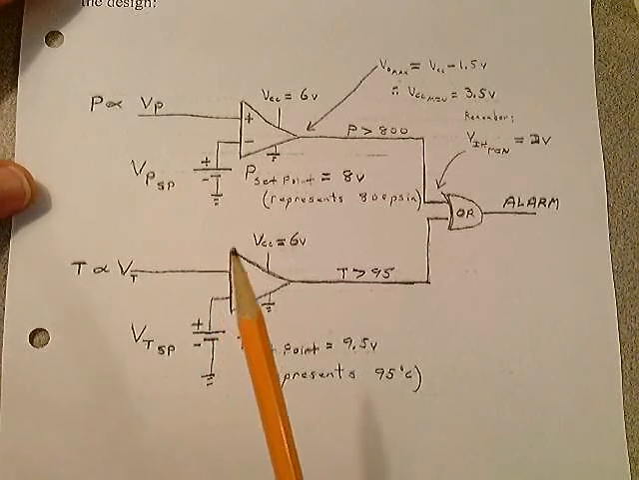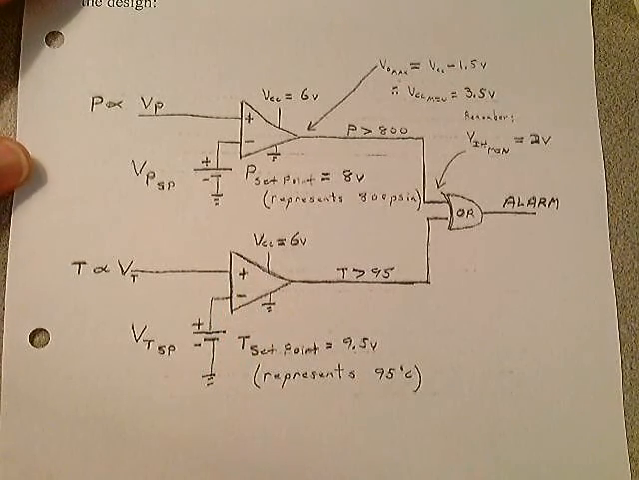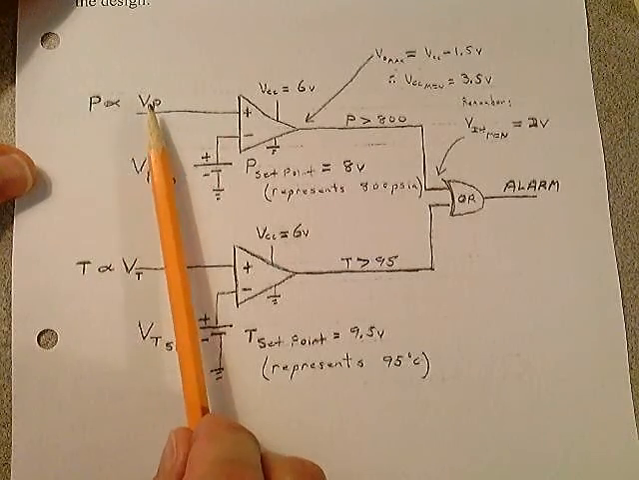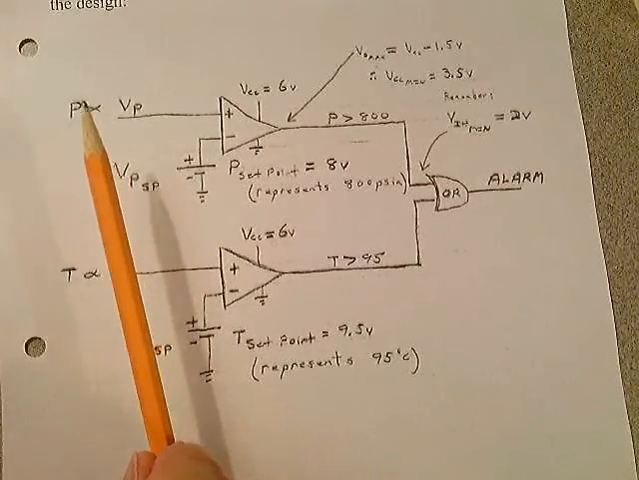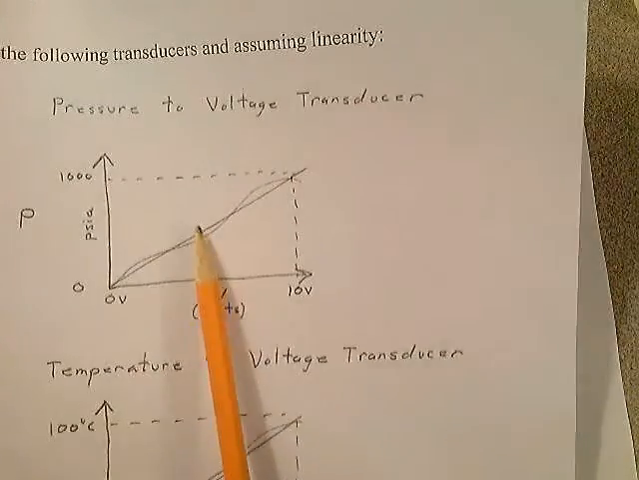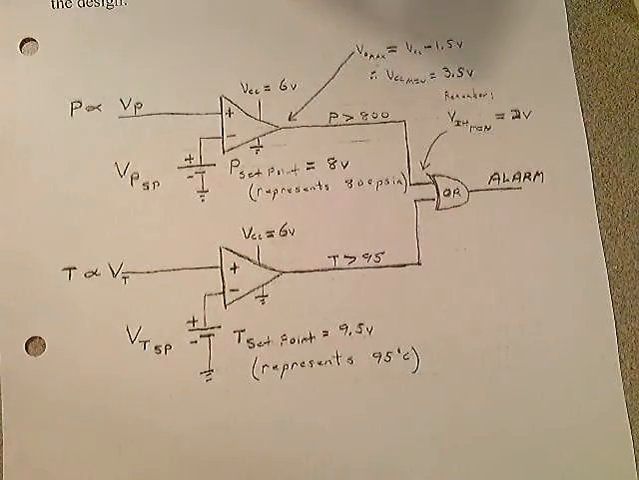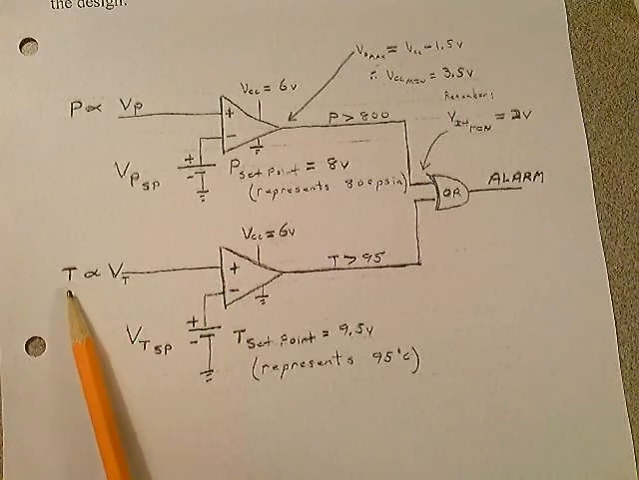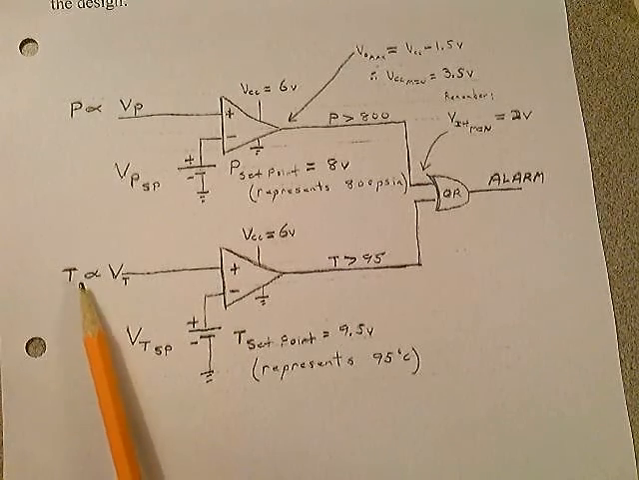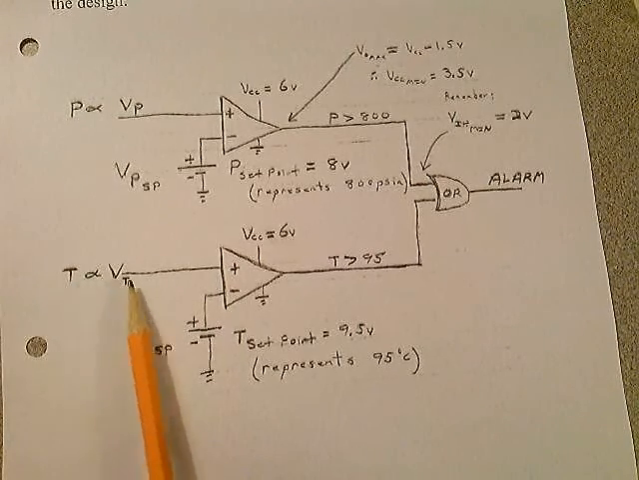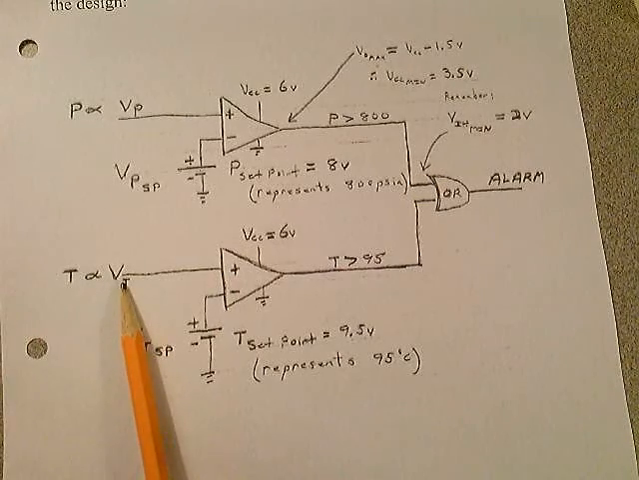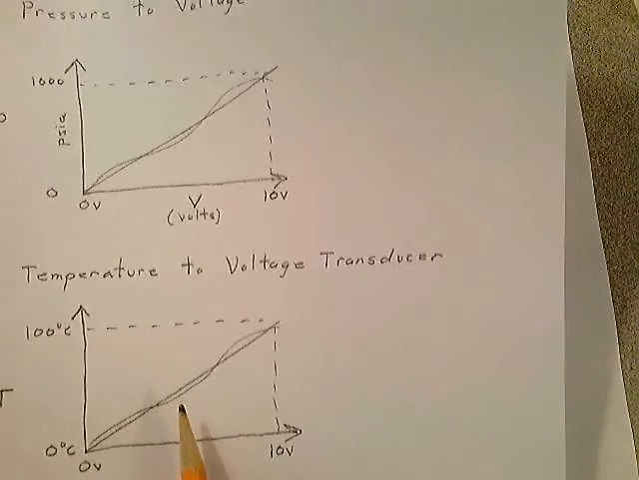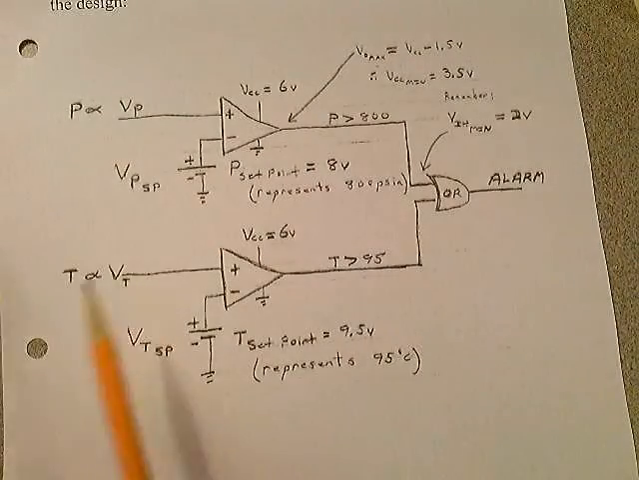Used a lot in control applications. Here we have a pressure signal that's proportional to voltage. We'll call it VP. And where's it coming from? It's coming from this transducer out in the field somewhere. Here we have a temperature transducer that's given us a voltage that's proportional. The temperature is proportional to the voltage, and it's coming from this transducer that we just talked about.